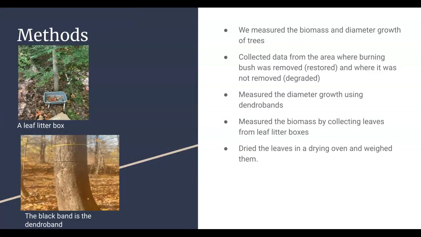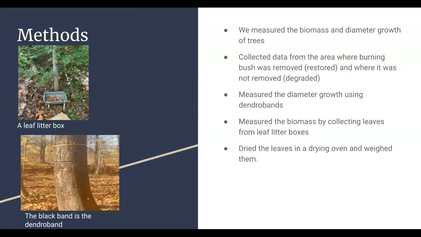So for our methods, we measured the biomass and diameter growth of trees, and we collected data from the area where the removal took place, which we called the restored area, and the area where it was not removed, which we called the degraded area. To measure the diameter growth, we used what are called dendrobands, which are black bands wrapped around the width of the tree, and in the middle there's a folded piece of fabric, and there's a line that indicates how much the tree has grown. To measure the growth, we measure the distance between the folded piece of fabric and the line.